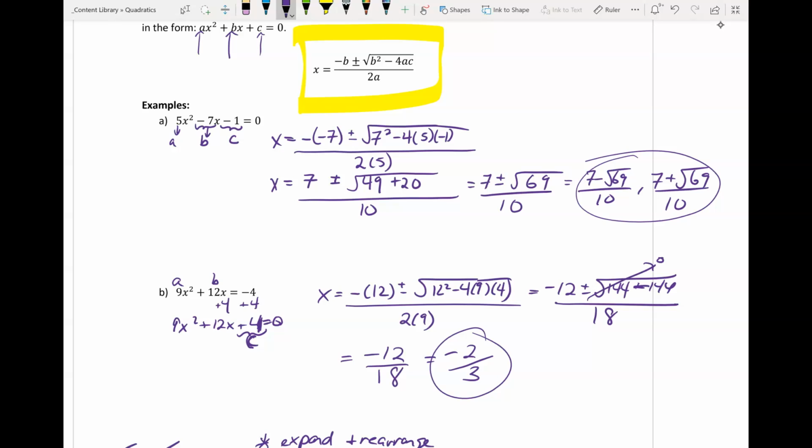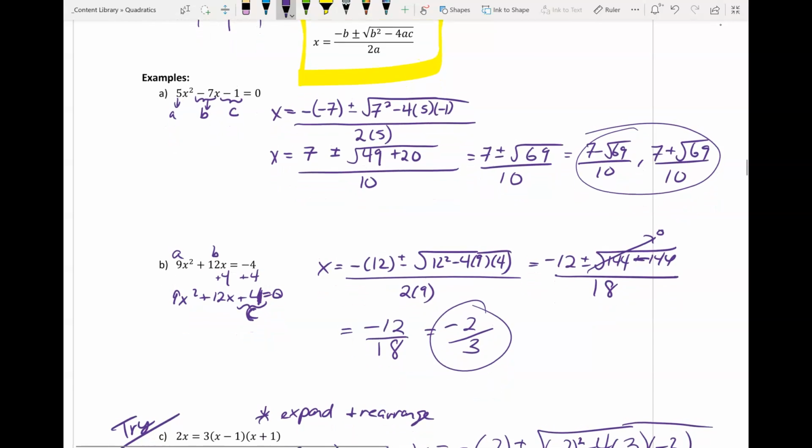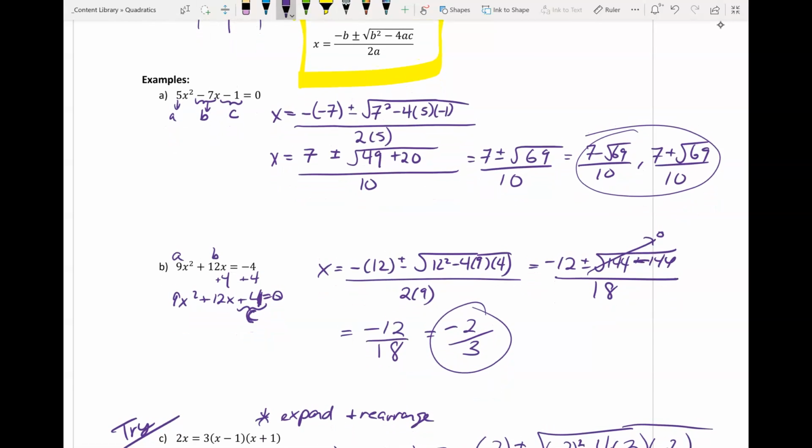So try C first on your own. My little hint to you is expand and then rearrange it so it's in standard form where your quadratic is set to 0. And then when you're ready, press play to see the solution.